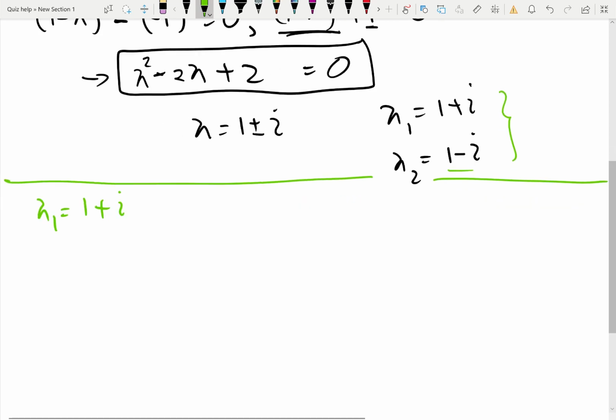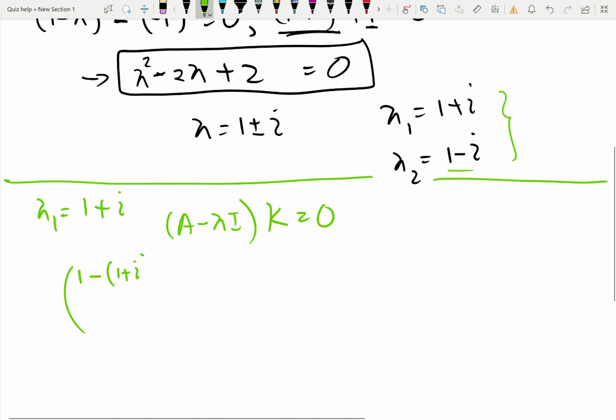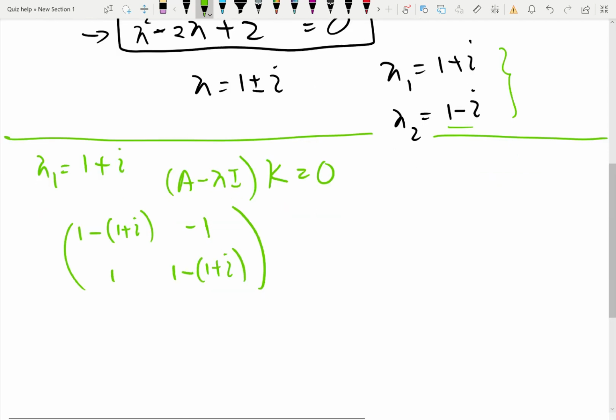The process is the same, but be with me, because I want to show you some new stuff. We want to solve the equation A minus lambda I times k is equal to 0. So A minus lambda I is actually 1 minus (1 plus i), negative 1, 1, 1 minus (1 plus i), right? I'm just writing the A minus lambda I matrix without k.